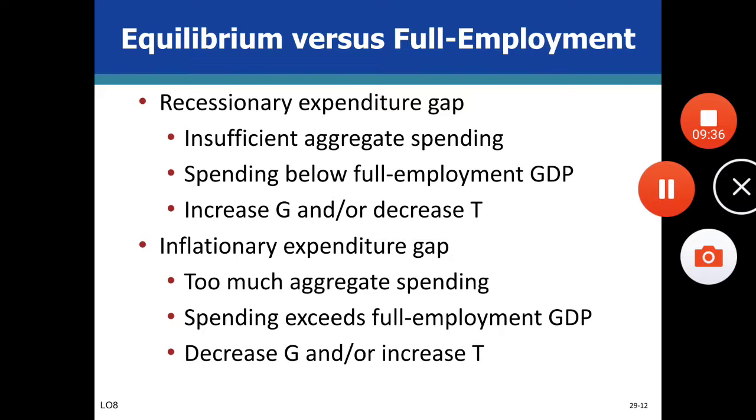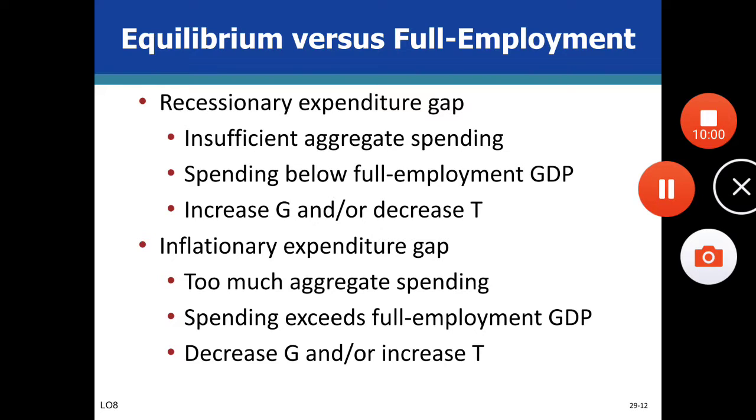It will result in a fall in output, and unemployment will increase because we are spending below the full employment GDP. The solution is that we have to increase our government expenditure or decrease taxes to boost up our economy out of the recessionary gap.